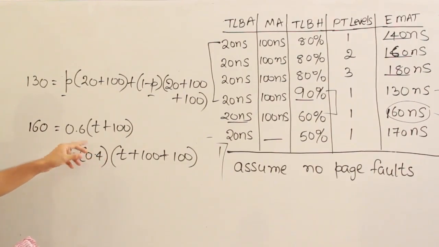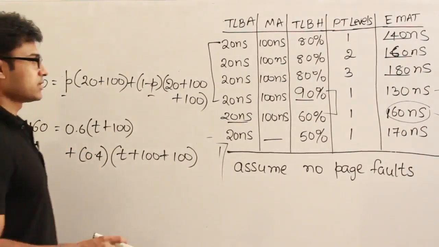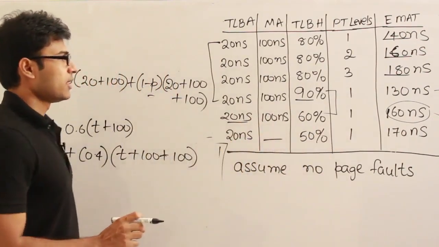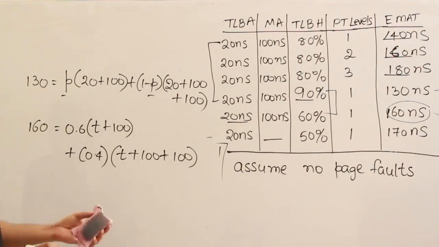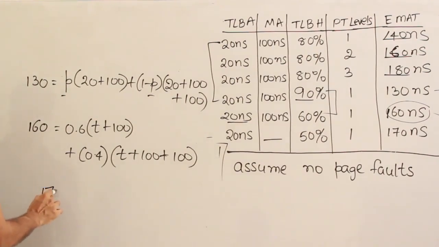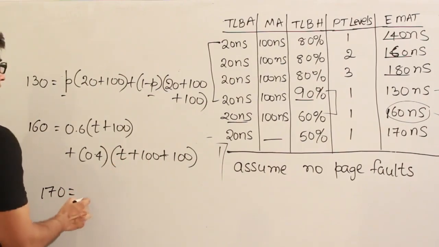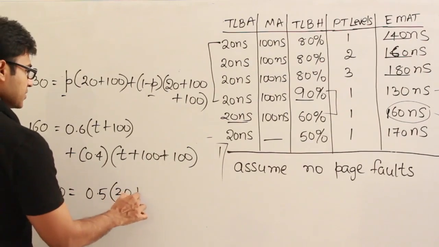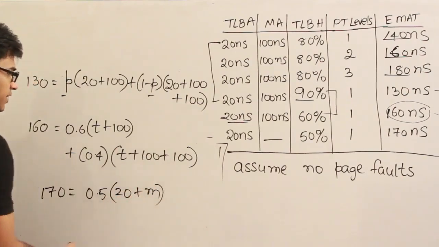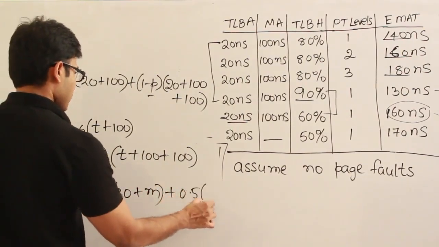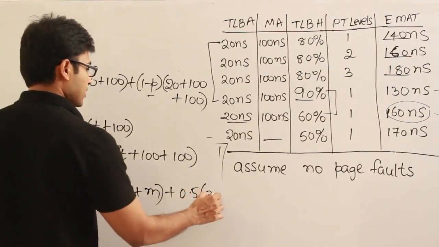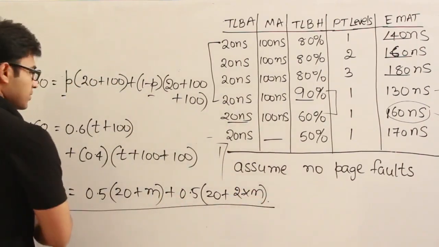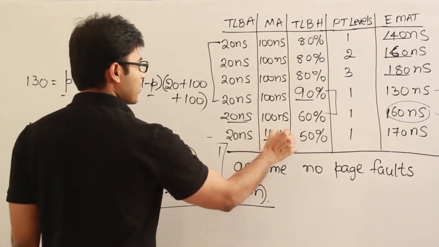Then what is it? Yeah, so you got 20 nanoseconds, and the next question is, everything is given, but what should be the memory access time, so that the effective memory access time is 170. So again you can write the same thing, right? So 170 equal to, how much is the hit rate? 0.5 into the TLB access time is 20, and main memory access time we don't know, so I am writing it as M, plus 0.5 into TLB access time is 20, plus main memory access time I don't know, therefore I am writing it as 2 into M. Now you can substitute it and you can find it out. It is going to be 100 nanoseconds, right?